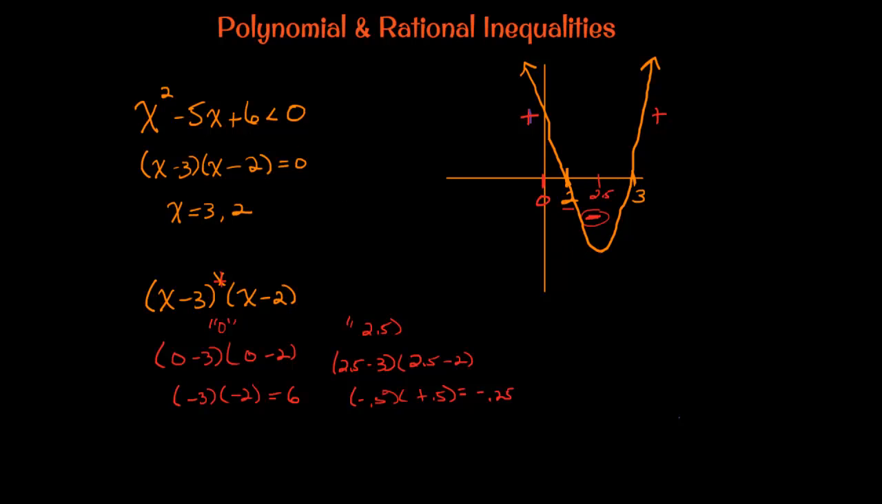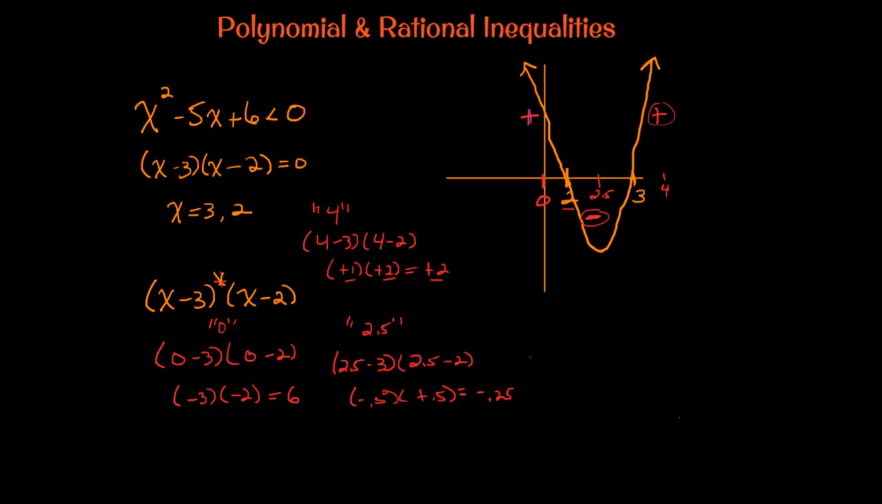Let us analyze a value to the right of 3. Let's look at 4. When I plug in 4, I'm going to have 4 minus 3 times 4 minus 2. 4 minus 3 is positive 1, and 4 minus 2 is positive 2. Positive 1 times positive 2 gives me a value of positive 2. And notice, to the right of 3, we are always positive.